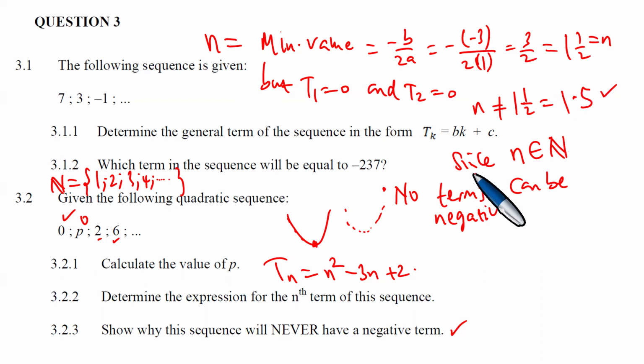a decimal, meaning since the number of terms are integers, they are natural numbers, no terms can be negative, and therefore we have shown that this sequence will never have a negative term. Think about it. This is an exam question, but very, very tricky. Let's look at the next point.